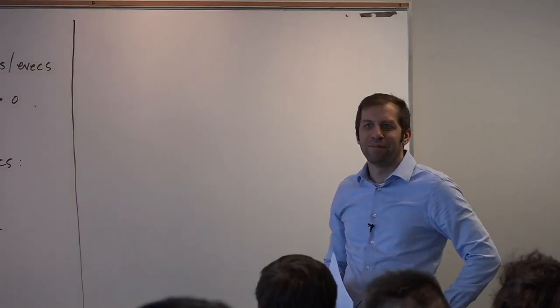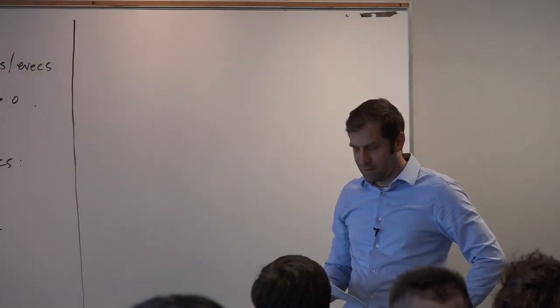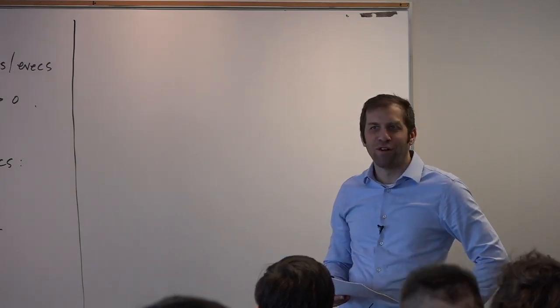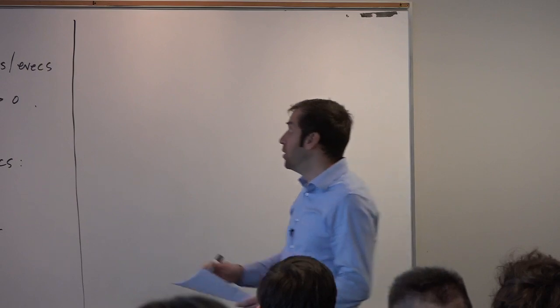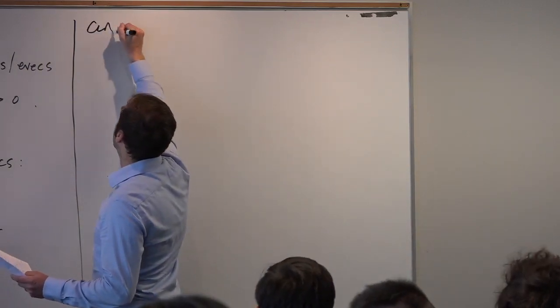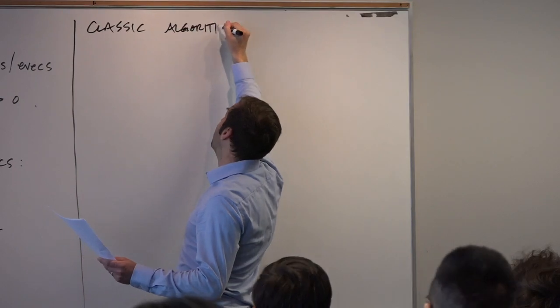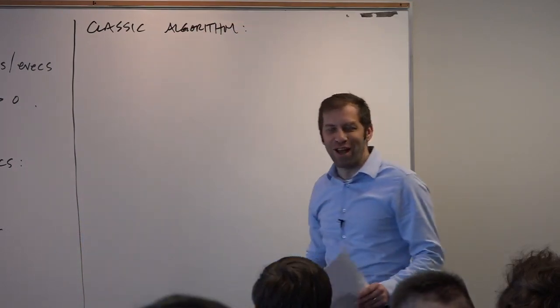Yeah? Just pick a vector at random and then just multiply by A. Yeah. So what's that algorithm called? Power method. This is called the power method. So this is a very classic algorithm which has been made newly famous by PageRank.